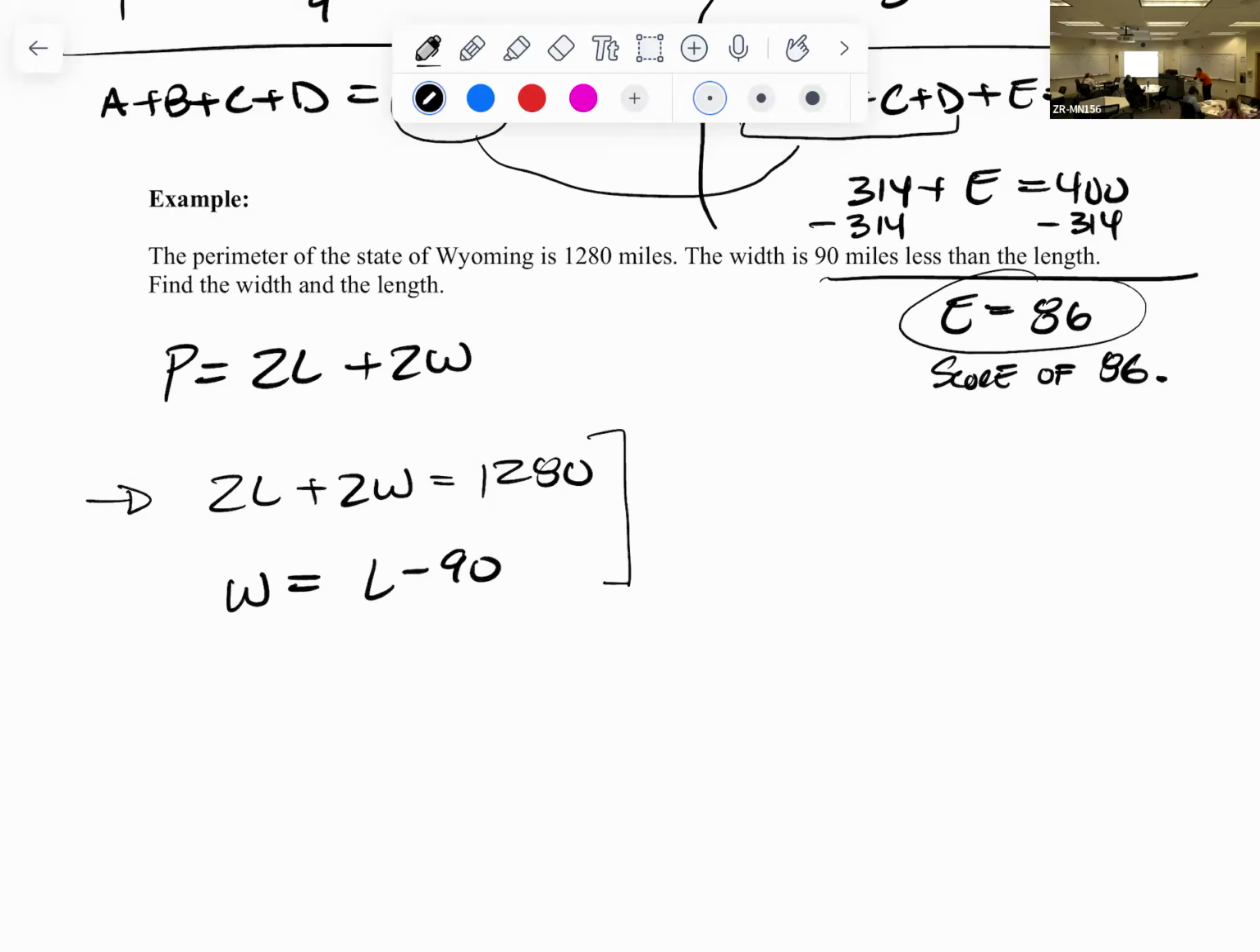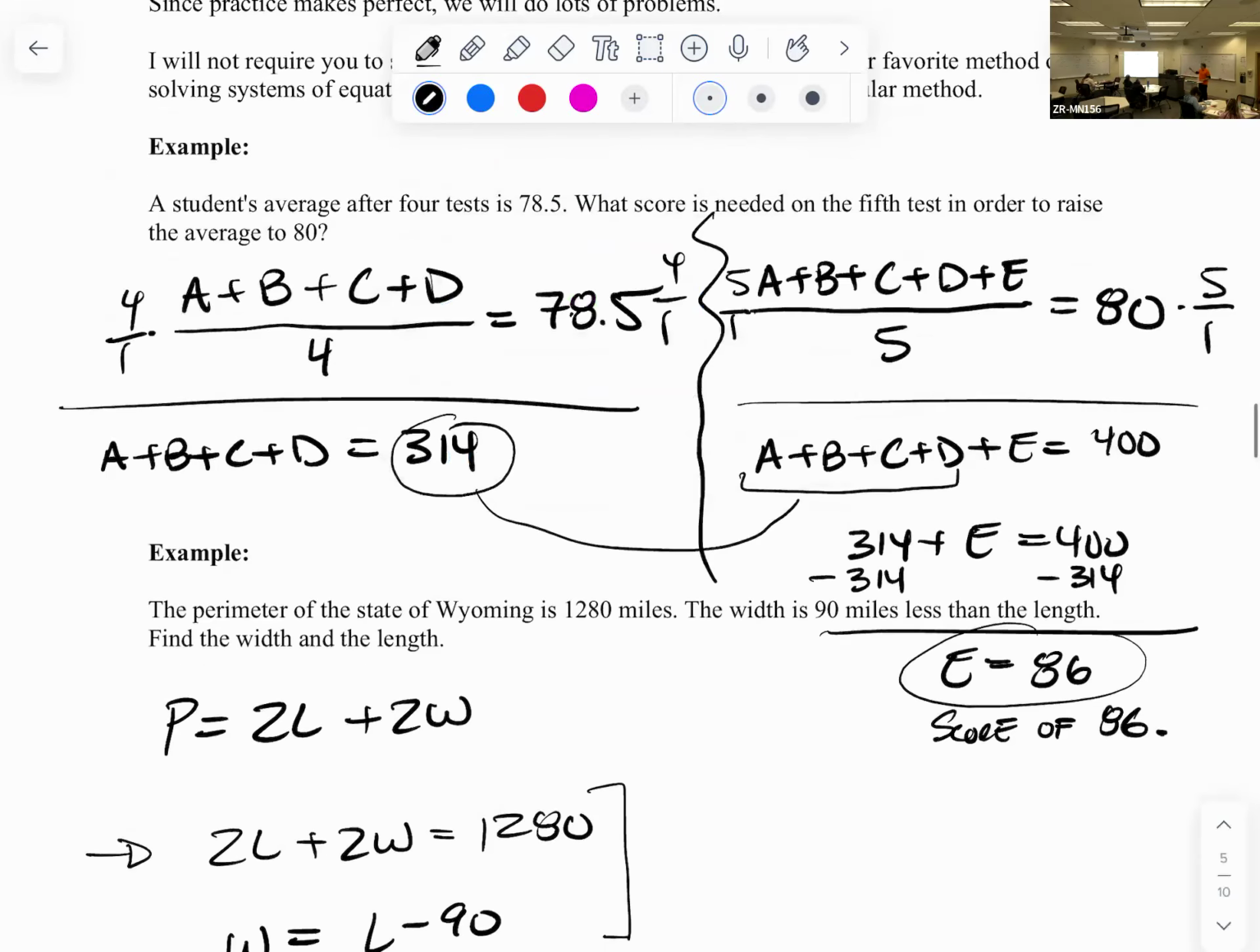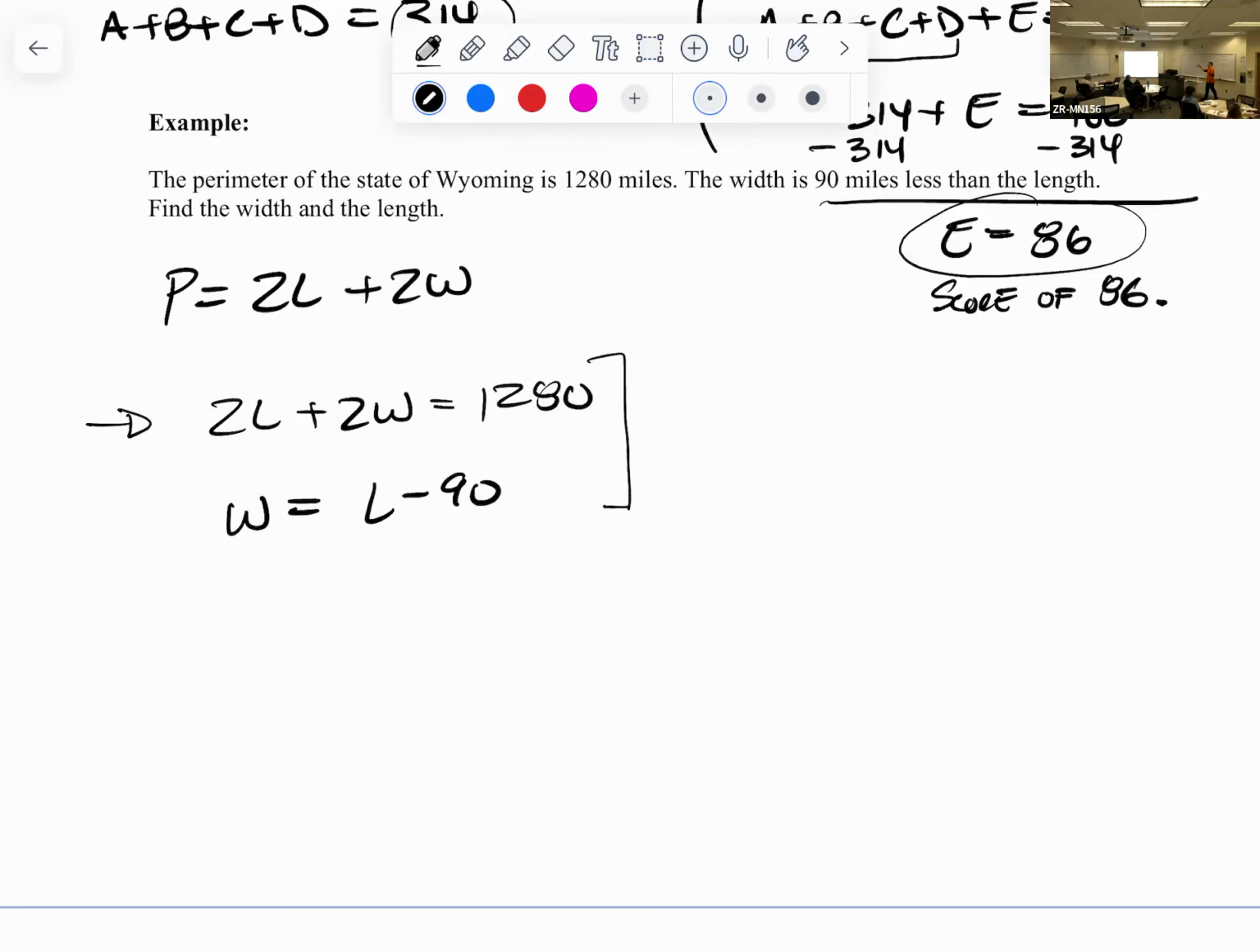Once you have two equations, and the big thing is what we've been doing here without saying it, in order to solve for two unknowns, you need two equations. Now notice, up here, I had 5 unknowns. I can't solve for the score of test A, B, C, or D. I know the average of them is 78.5, but we're only trying to find the 5th test. If I want to solve for both L and W, I need 2 equations to solve for 2 unknowns, 3 equations for 3 unknowns, 4 equations, 4 unknowns, etc.